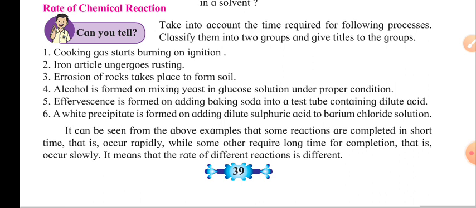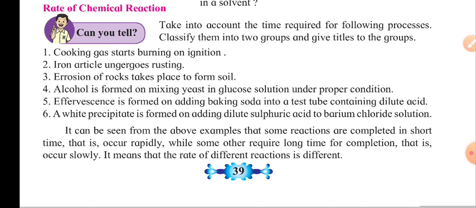Now today we are going to see the rate of chemical reaction. It's a very simple concept. When we talk about the rate of chemical reaction, we are actually talking about how quickly or how slowly a particular reaction takes place. There are various things about chemical reactions. Some of the chemical reactions are too fast. Some of the chemical reactions are very slow.